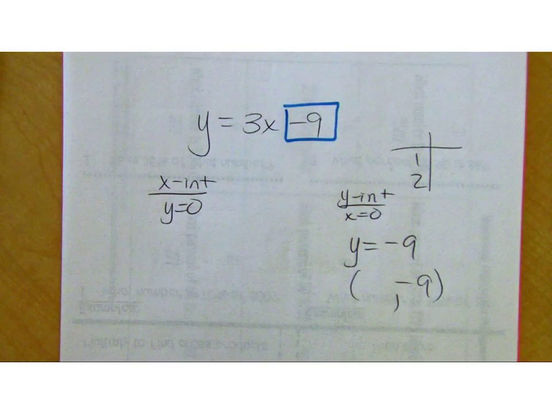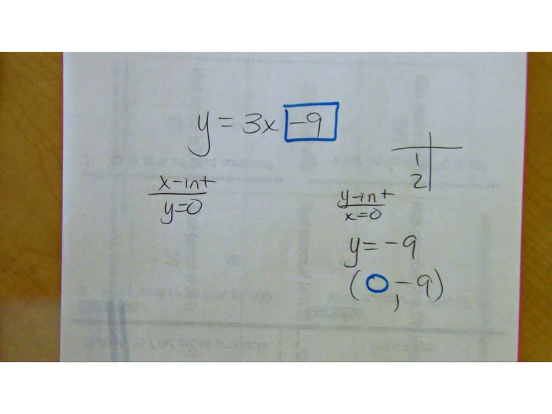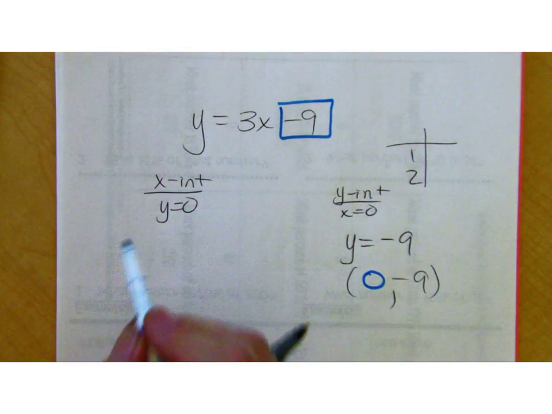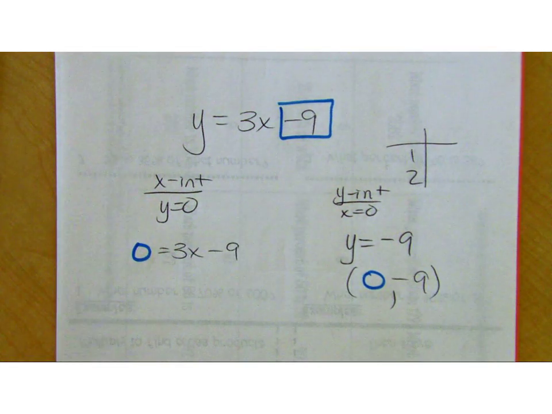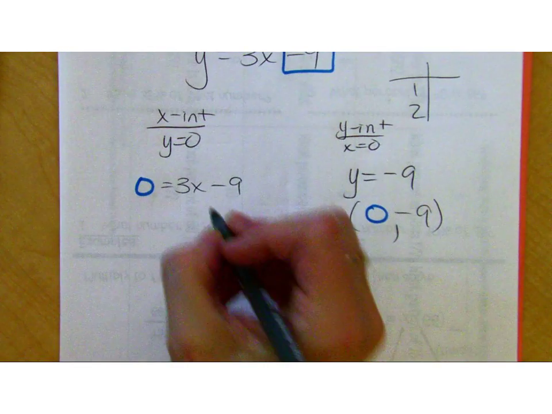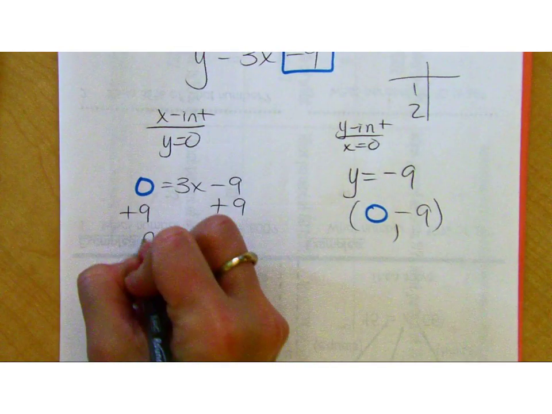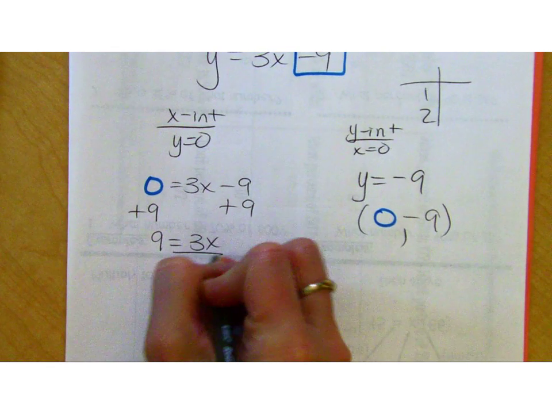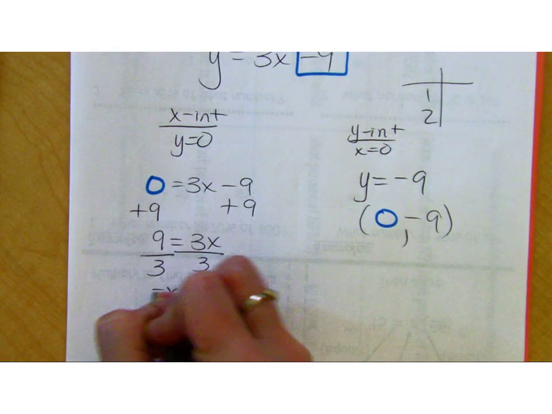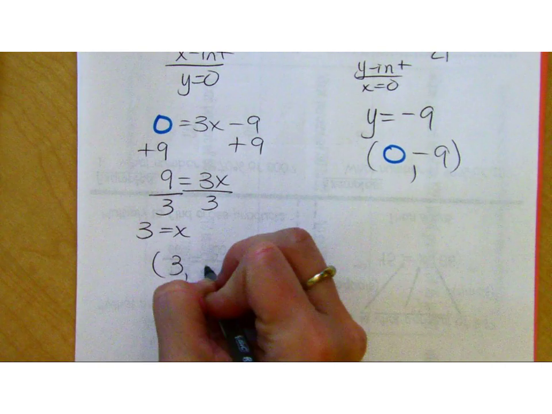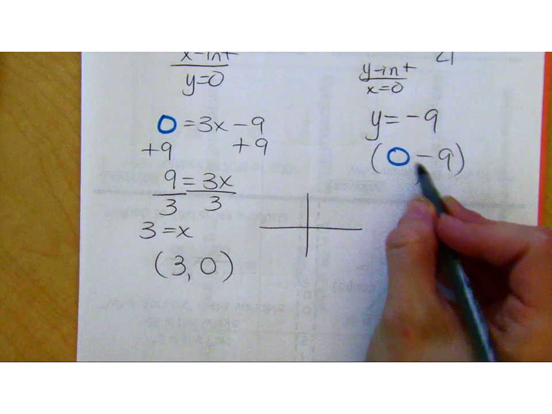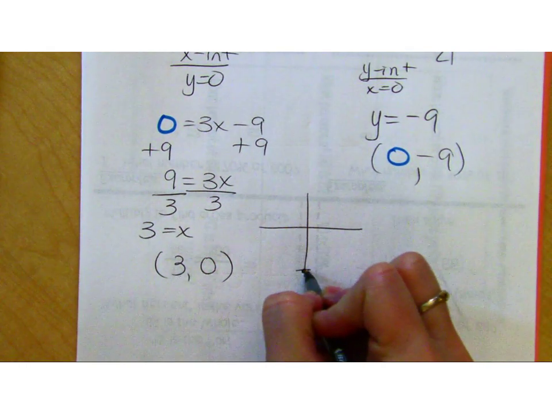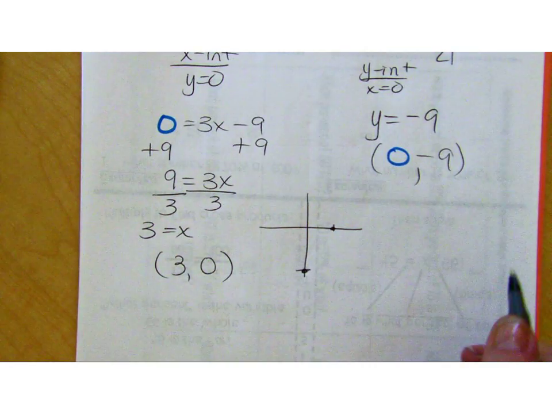A little different story when I make y 0. I put 0 here, and I have to solve a little two-step equation that will take me 20 seconds. Add 9, 0 plus 9 is 9, solve for x. My x-intercept is 3, which means put a 3 here. That's 0. Are you with me? This is pretty simple. So I go all the way down to 0, -9. I go 3, 0, and I just graphed my equation, y equals 3x minus 9, without having to make a table or anything.